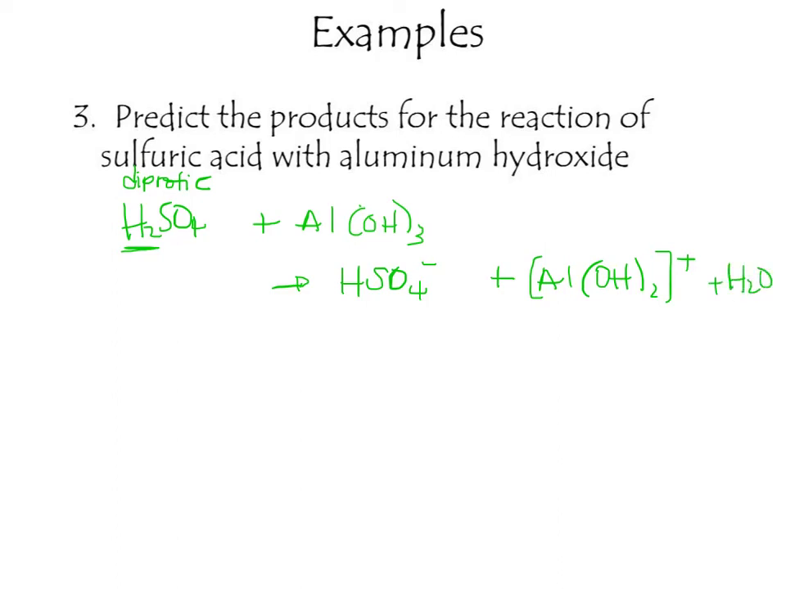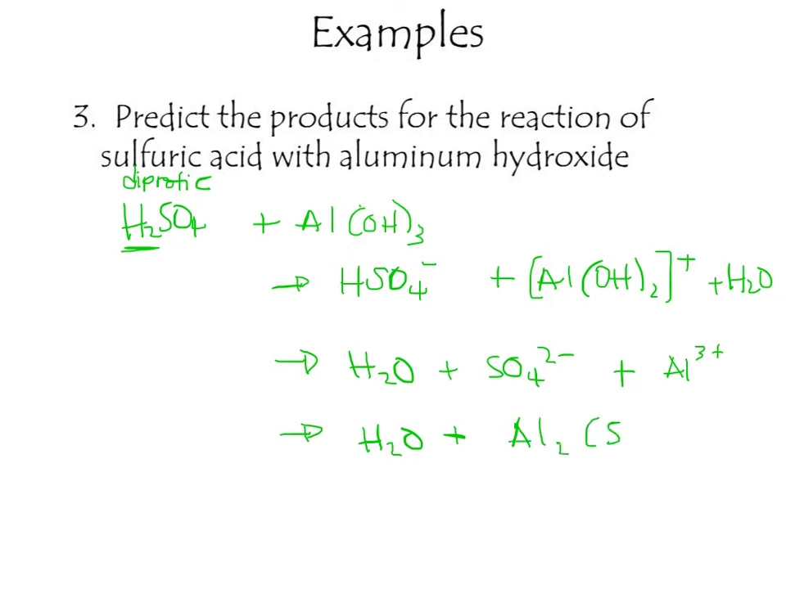Now, you can continue this process of removing the hydrogen, and you end up with H2O plus SO4 2 minus, plus eventually you'll have aluminum 3 plus, aluminum 3 plus. So eventually it'll all react, and if we balance this correctly, the salt that forms is H2O plus aluminum sulfate.